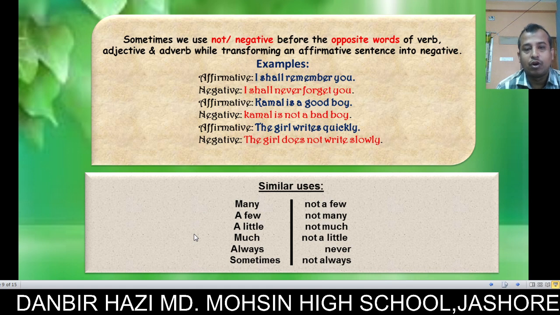We wrote forget instead of remember. Kamal is a good boy. Kamal is not a bad boy. The girl writes quickly. The girl does not write slowly. So let's see some similar opposite words. Many, its opposite is not a few, not many, a little, not much, much, not little, always, never, sometimes, not always.